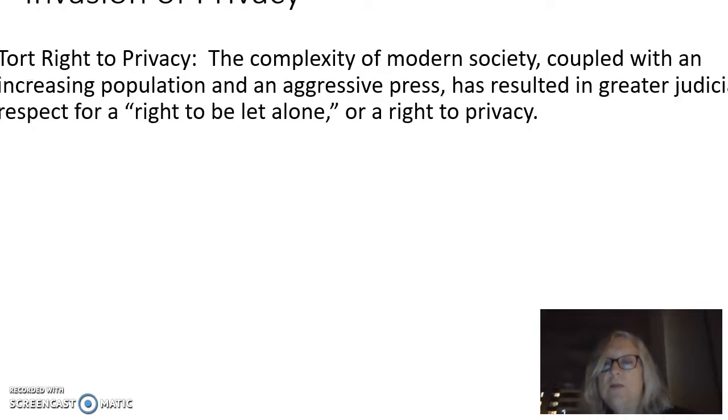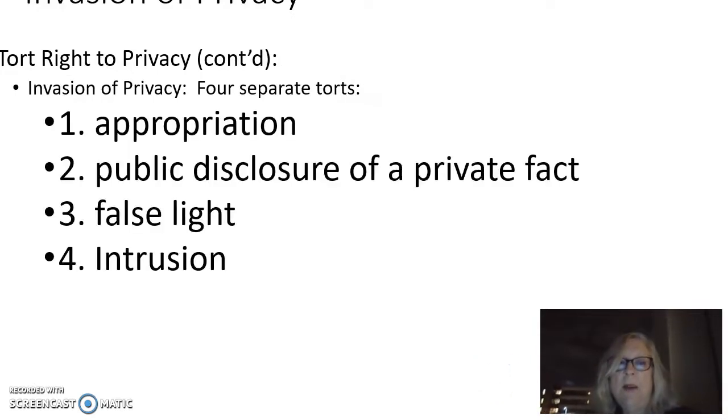Also, there's a tort of invasion of privacy, which you may have heard of before. There are 4 kinds. Appropriation, for example, if I take your picture without your permission and use it in my advertisement for some product, that's appropriation. I've stolen your identity, sort of, to use it for my own good without paying you and without permission.